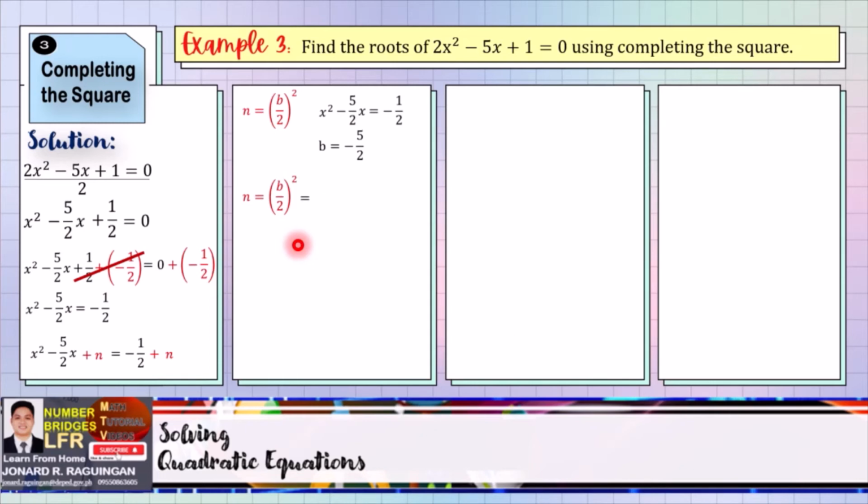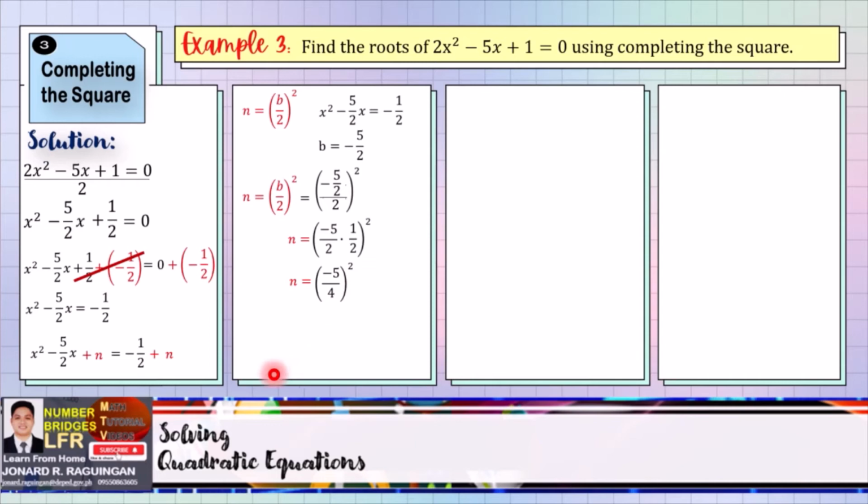By using the formula, n is equal to the quantity b all over 2 raised to 2. Substitute the value of b, which is negative 5 halves all over 2, raised to 2. Simplifying that complex fraction, we need to copy the numerator, which is negative 5 halves, and multiply the reciprocal of the denominator, which is 1 half, raised to 2. Then simplify. Negative 5 times 1 is negative 5. 2 times 2 is 4. That is equal to negative 5 all over 4 raised to 2.